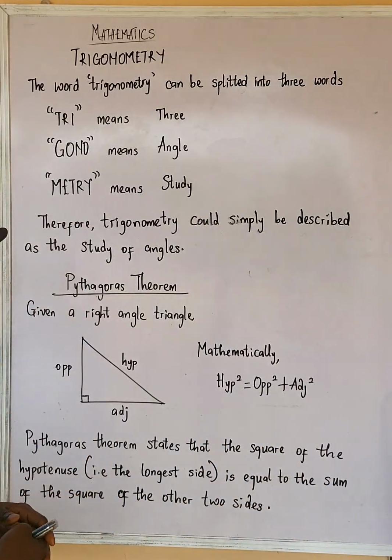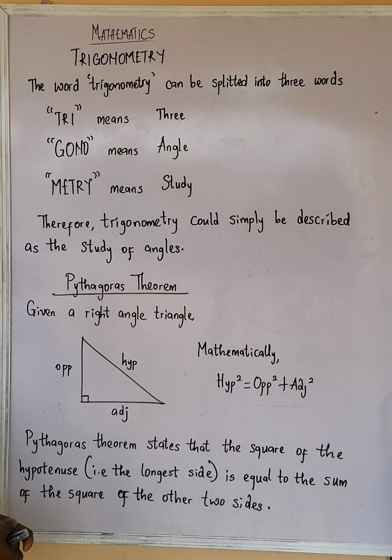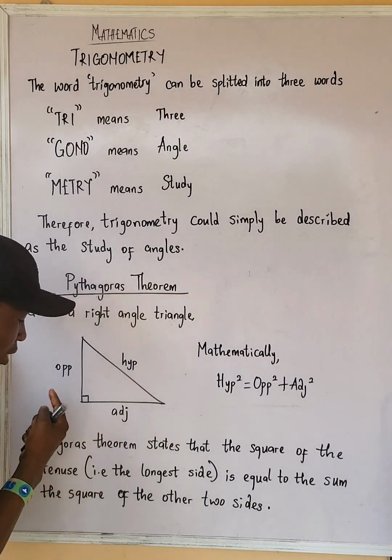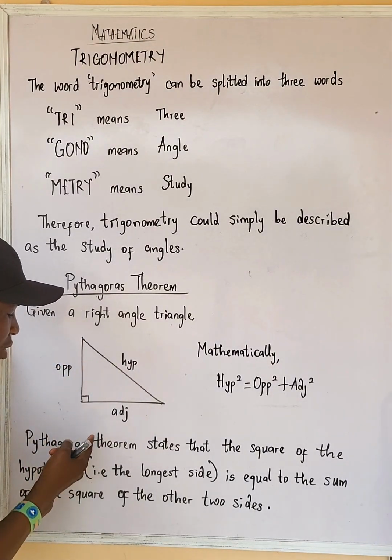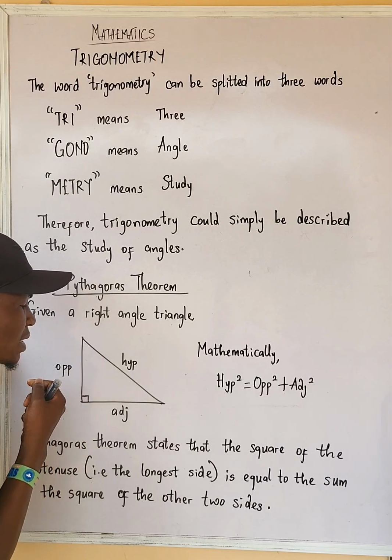Now, let's talk about Pythagoras theorem. Given a right angle triangle. Now, this is our right angle triangle, right? Here is the opposite, here is the adjacent, while the longest side is the hypotenuse.